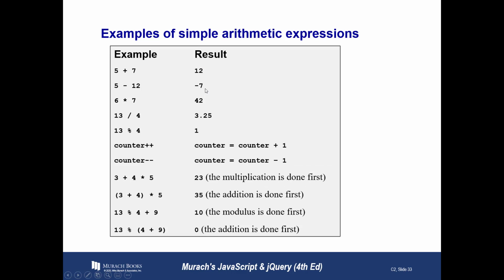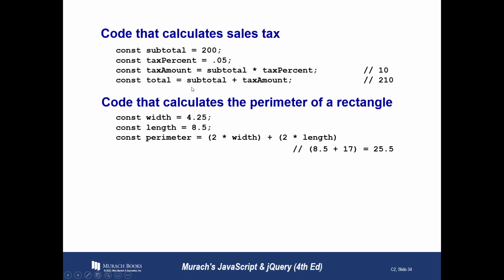So here are some examples. Hopefully most of the stuff in there makes sense. Another example: const equal 200 for the subtotal, 5% for the tax. The tax amount is the subtotal times the tax percent. 200 times 0.05, which is 10. Total is subtotal plus tax amount. So 200 plus 10 gives you 210.